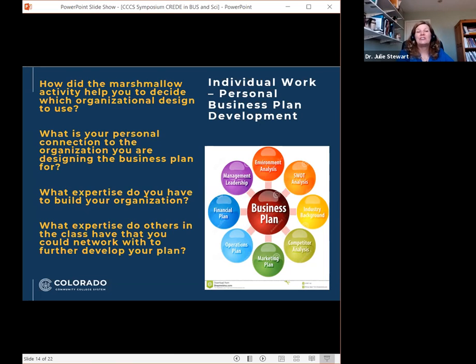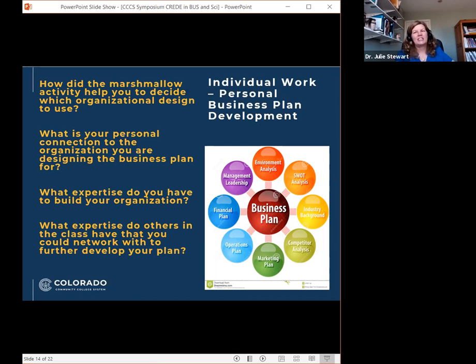What expertise do you have to build on your organization? So again, really asking students, what am I good at? What are my strengths? And then finally, what expertise do others in the class have that you could network with to further develop your plan? So again, understanding the importance of building that network in a business environment, because there are lots of different resources. There are subject matter experts everywhere, whether it's in the classroom or in an organization.